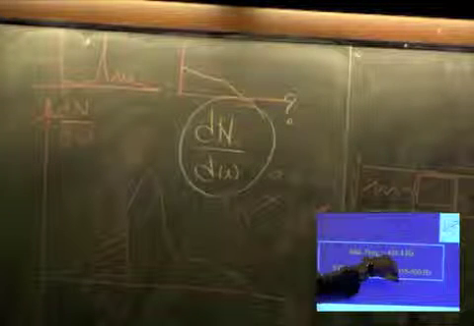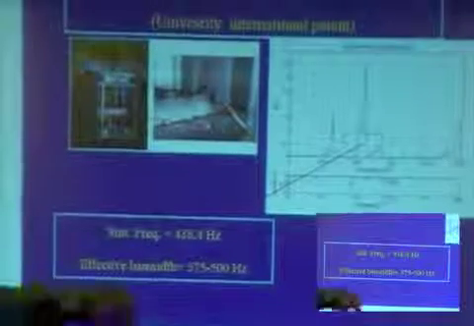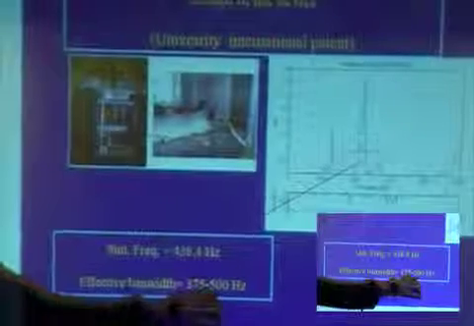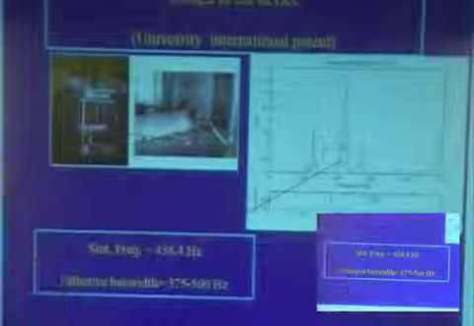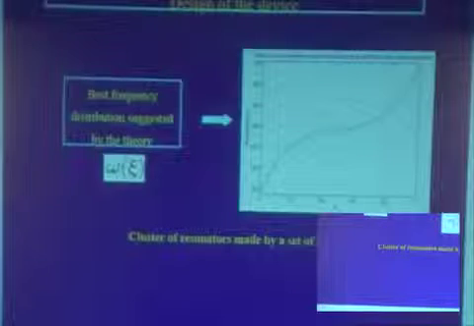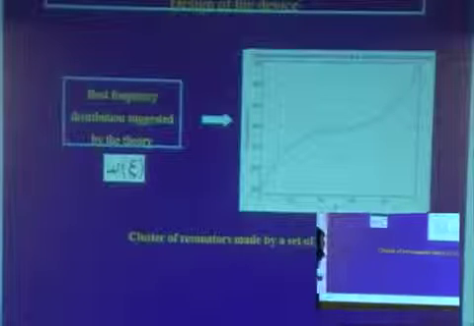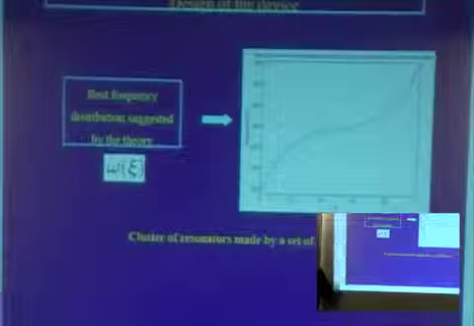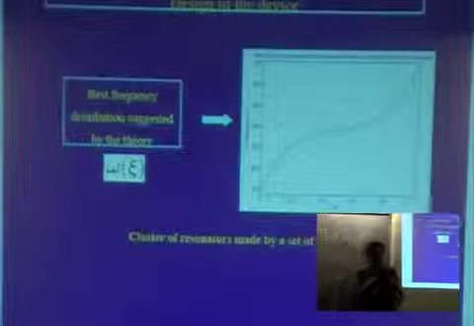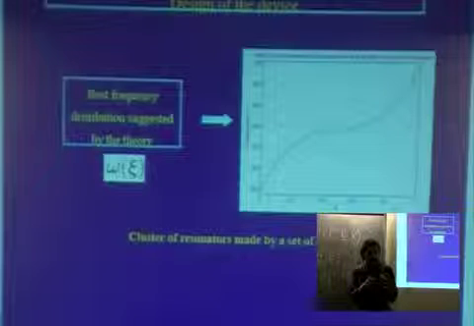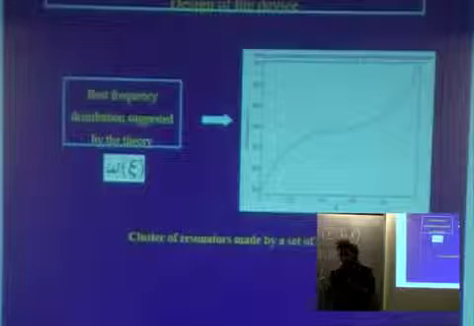So this is the central frequency for our device: 438 Hz. Then we want an effective bandwidth, so we want to damp the motion of the system within this frequency bandwidth, 375 Hz up to 500 Hz. We want to damp the system in this region. So we applied the previous theory to get the best frequency distribution that we have to include in the box in order to absorb the energy very effectively.